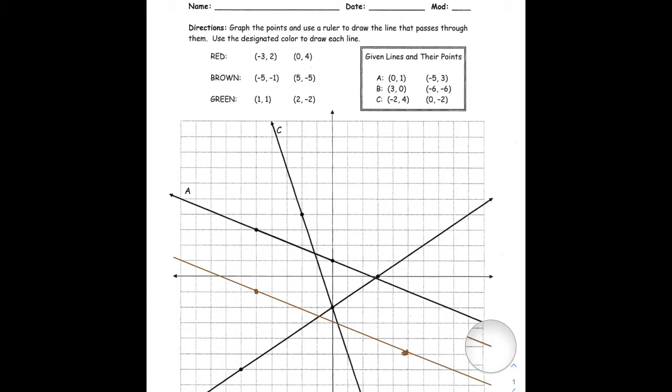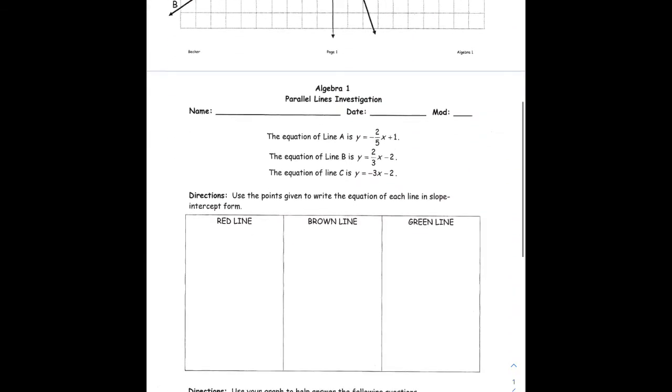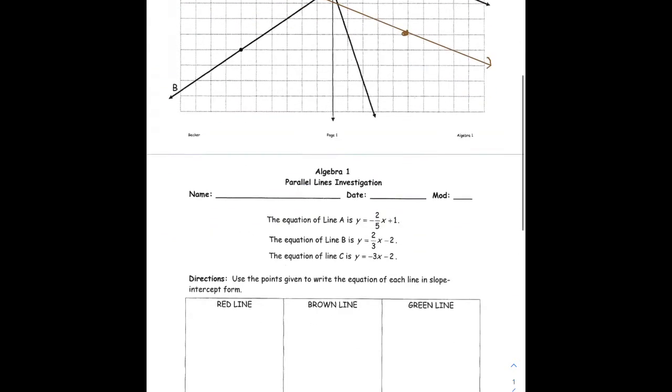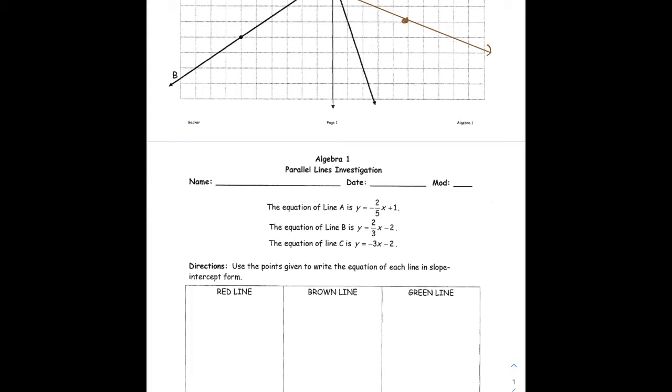So after I'm finished lining this up, we'll go through and write the equation of the brown line in slope-intercept form, identify which line it looks like it's parallel to, and then try to look for a relationship. So as we come down to the second page, I want to write the equation of the line in y equals mx plus b form. That's slope-intercept.